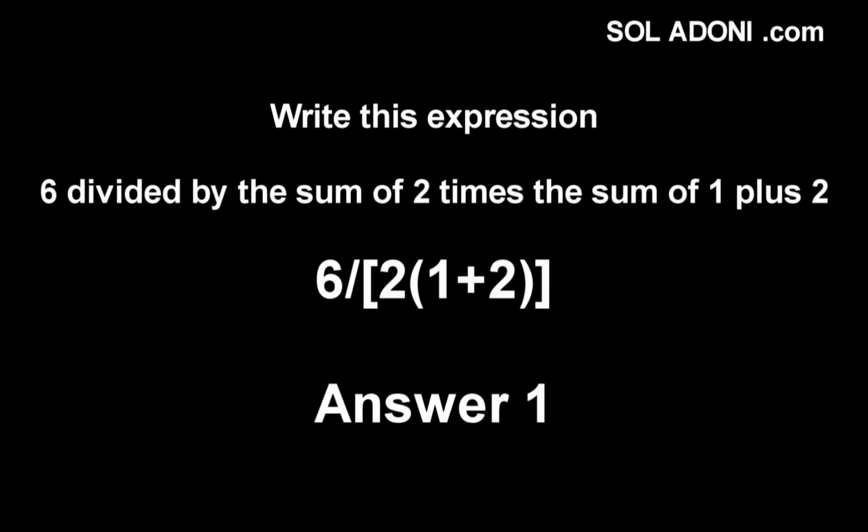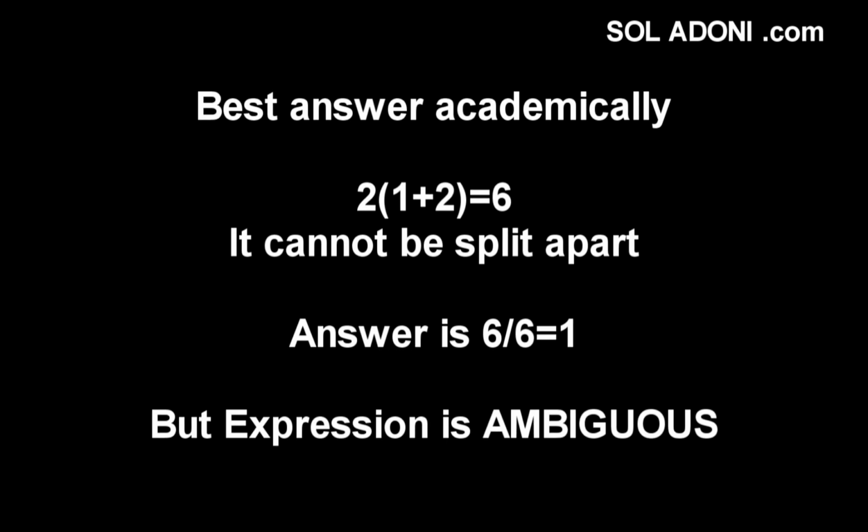So what is the best academically correct answer? I would say 2 times the sum of 1 plus 2 is equal to 6. It cannot be split apart. So therefore the answer is 6 divided by 6 is 1. But we cannot say that absolutely because the expression is ambiguous. Due to my background in mathematics and my understanding of classical algebra and the association of 2 to this equation, I would say, look, it's ambiguous, but there's no multiplication operator, so it should be 1. But I would definitely say it's ambiguous.